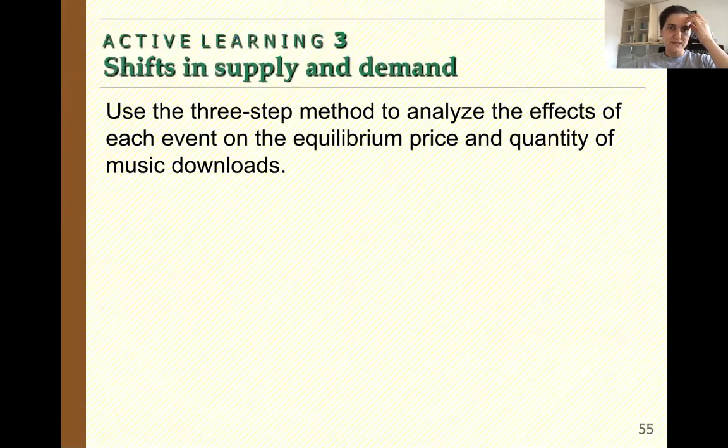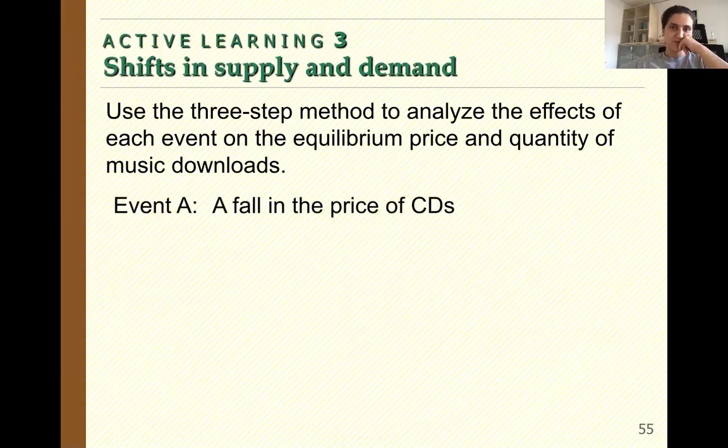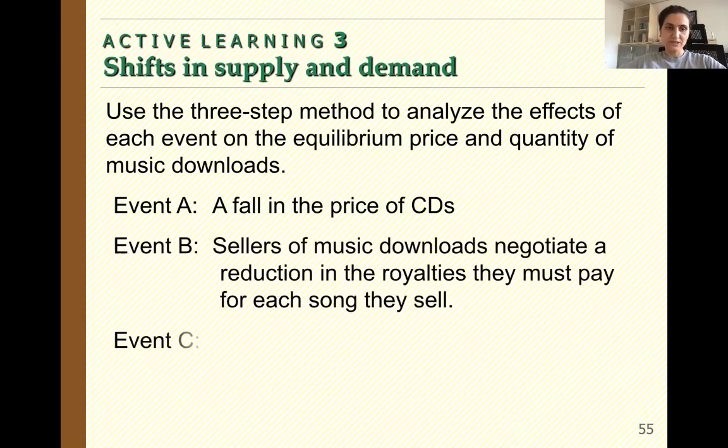Use the 3-step method to analyze the effect of each event on the equilibrium price and quantity of music downloads. First, a fall in the price of CDs. We are going to analyze the effect on equilibrium price and quantity. It's going to affect the demand curve, right? Because CDs and music downloads are substitutes, if there's a decrease in the price of CDs, then demand for CDs will increase and demand for music downloads will fall. We are going to come to that.